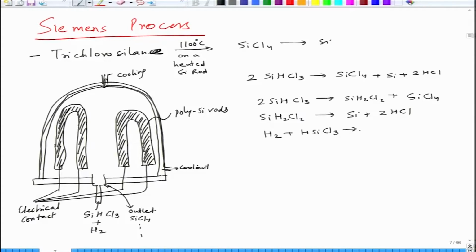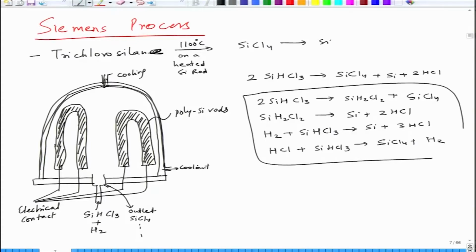HSiCl3. You can see I have replaced it here. So this becomes Si plus 3HCl, and HCl plus SiHCl3, they make SiCl4 plus H2. So you can say this is SiHCl3, sorry. So these are multiple reactions that occur in this process to give you eventually the silicon.